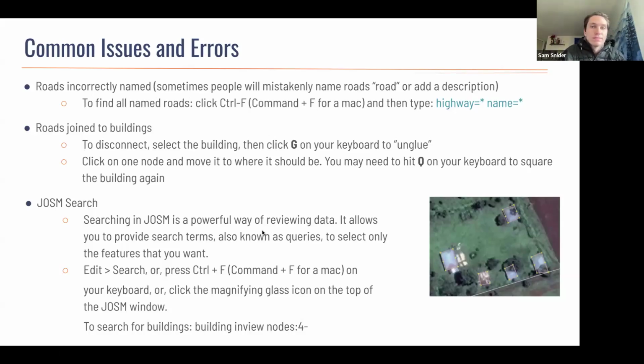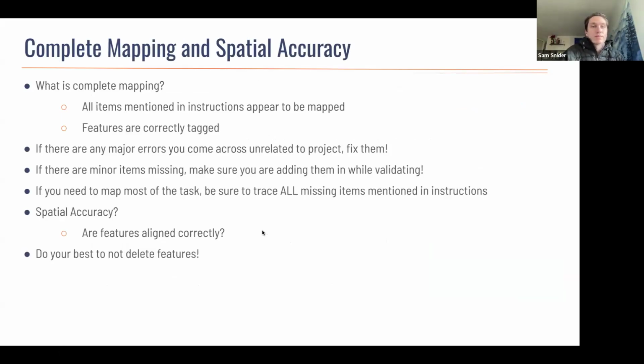Next slide. So before we finish validation, we want to make sure that the mapping is complete and completely accurate. So you're going to look at the task and see what it wants from the people mapping it. Some tasks just ask for buildings, some ask for buildings and roads. You just map out everything until you've met the requirement for all the instructions.